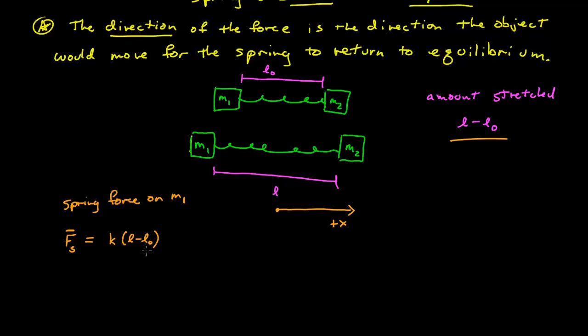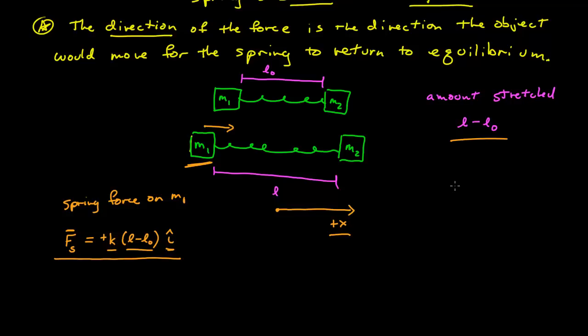Now the direction of the force is the direction the object would move for the spring to return to equilibrium. So we go to our picture. We're looking for the force on M1. For the spring to return to equilibrium, mass 1 would have to move to the right, which is the positive x-axis. So the force on M1 is equal to a positive constant times L minus L naught, in the x hat direction, since the spring force is a vector.